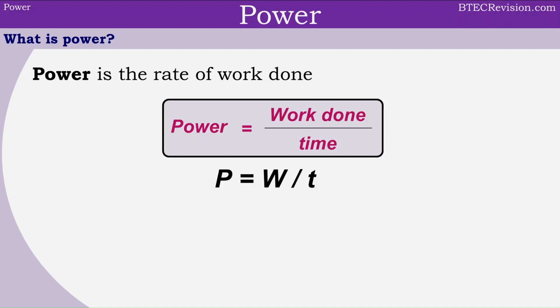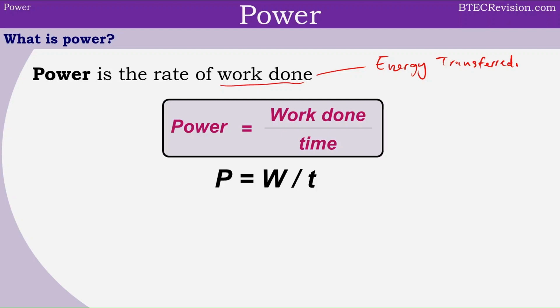What is power? Power is the rate of work done. And if you remember from last lesson, work done is the energy transferred. By rate, we mean divided by time. So the equation becomes power equals work done divided by time. So this is telling us how quickly an object can transfer energy in a given time.